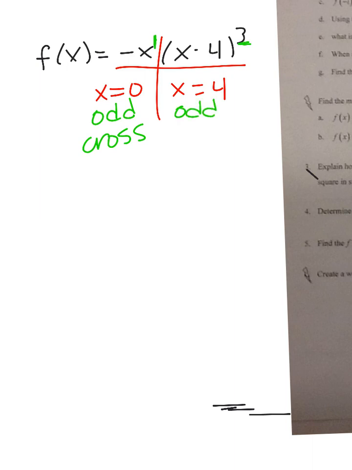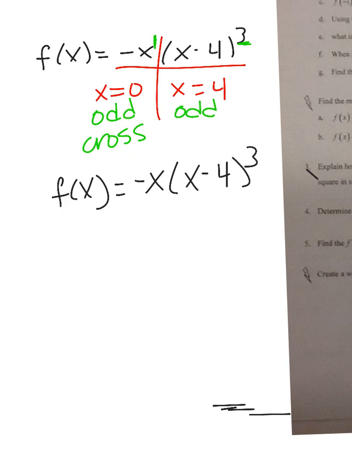Okay, so let me restart that because the volume was turned off for a second here. So 2b was f of x is equal to negative x times x minus 4 cubed, and we want the multiplicity. All right, so we need our zeros. So I have x is equal to 0 and x is equal to 4.